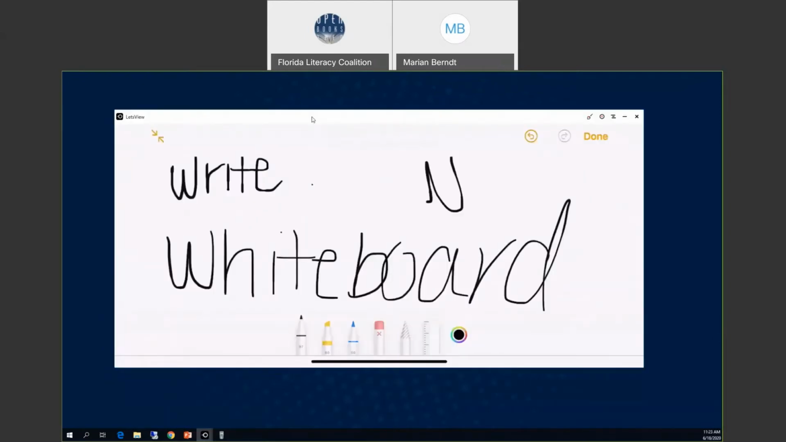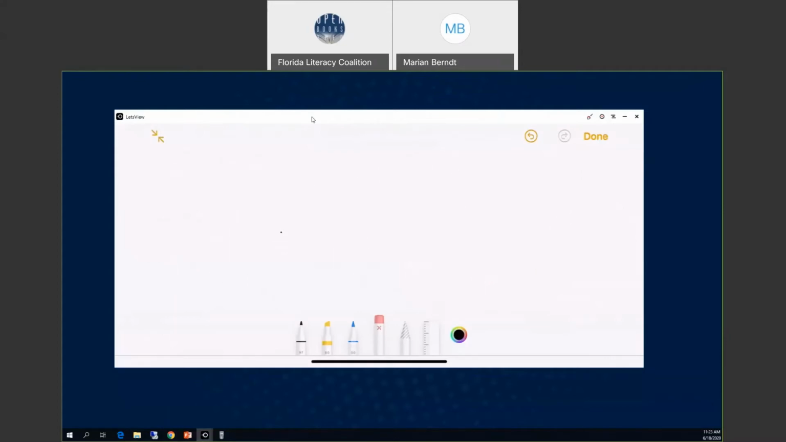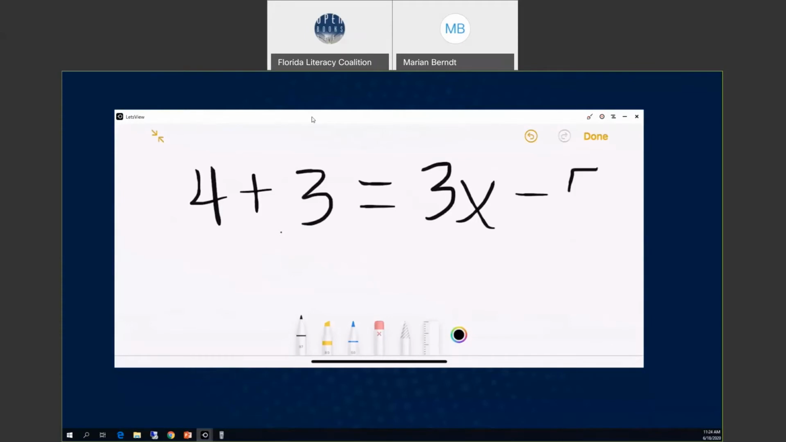I'm using a stylus, and what I really like about this is, my gosh, as a math teacher, sometimes you just want to write. Sometimes you just want to use your hand and write. And it is so hard to explain a math problem to certain students without being able to write it down, because you need to write, you need to circle, you need to point, you need to do what you need to do. This is a free program called Let's View.